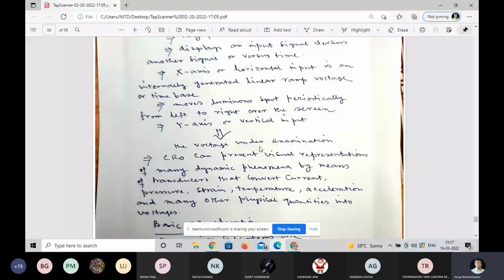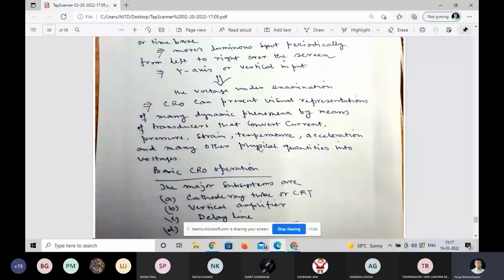So you see, what about the y-axis or vertical input? The voltage under examination is applied to the y-axis or vertical input of the CRO, moving the spot up and down. Can you remember, students? The spot moves along the x-axis, and also moves along the vertical y-axis. So, vertically, it moves the spot up and down in accordance with the instantaneous value of the input voltage. The spot then traces a pattern on the screen, which shows the input voltage variation as a function of time.